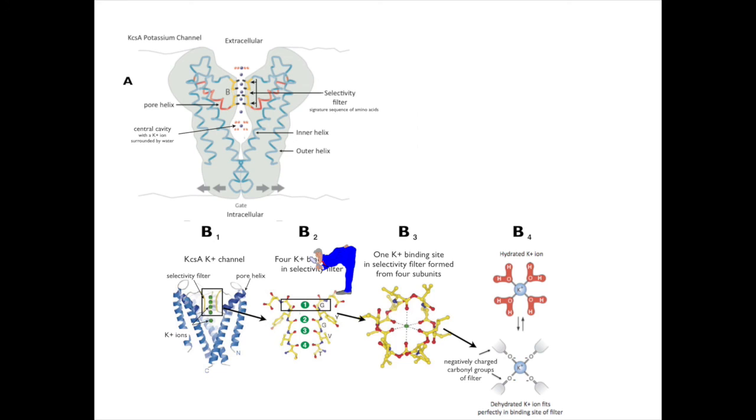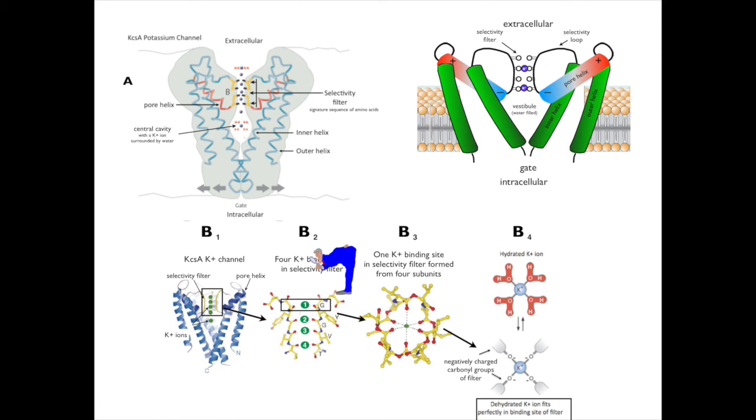When ions are in solution, they're hydrated and surrounded by water molecules, as shown in the top portion of B4. The hydrated potassium ion is too large to fit into a binding site of the selectivity filter. Before the potassium ion can enter the filter, it has first to be stripped of its water covering. That, as we shall see in a moment, is the job of the pore helix. Once the water is stripped from the potassium ion, the size of the ion fits perfectly into the binding site of the filter and is stabilized by the negatively charged carbonyl groups of the filter.